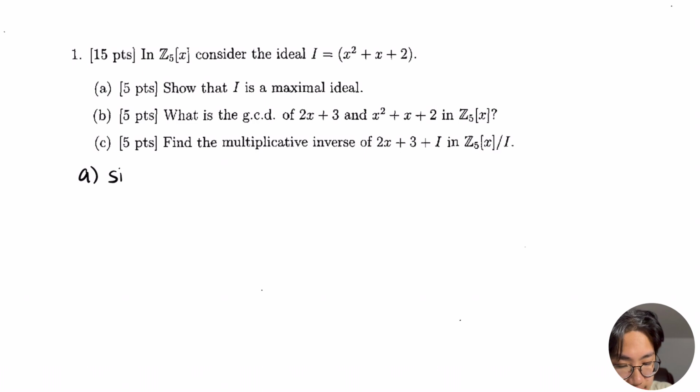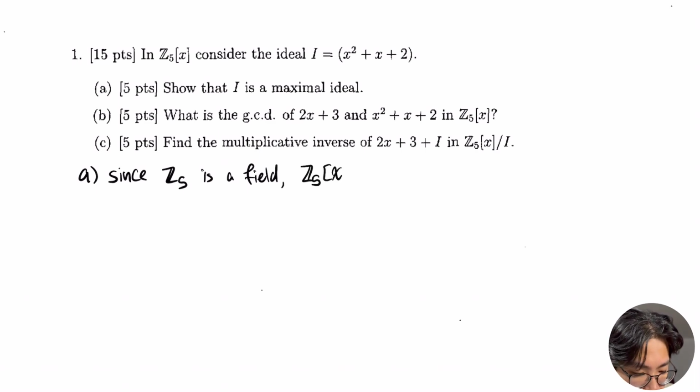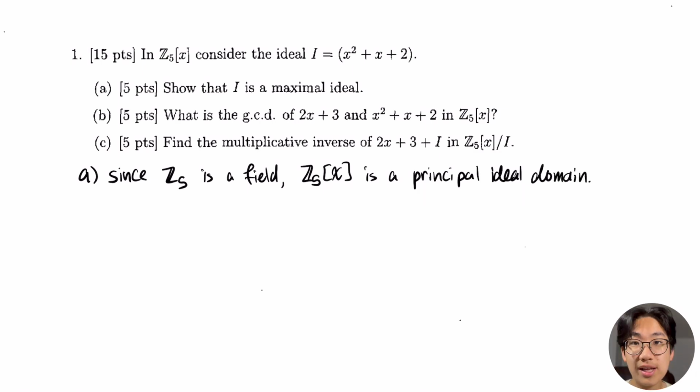First, we can observe that since Z mod 5 here is a field, we know that this ring over here is a principal ideal domain. What that simply means is that every single ideal of this ring is generated by a single element. That's what it means for an ideal to be a principal ideal. And from this, we can conclude that this ideal over here is maximal if and only if the polynomial that generates it is irreducible itself.